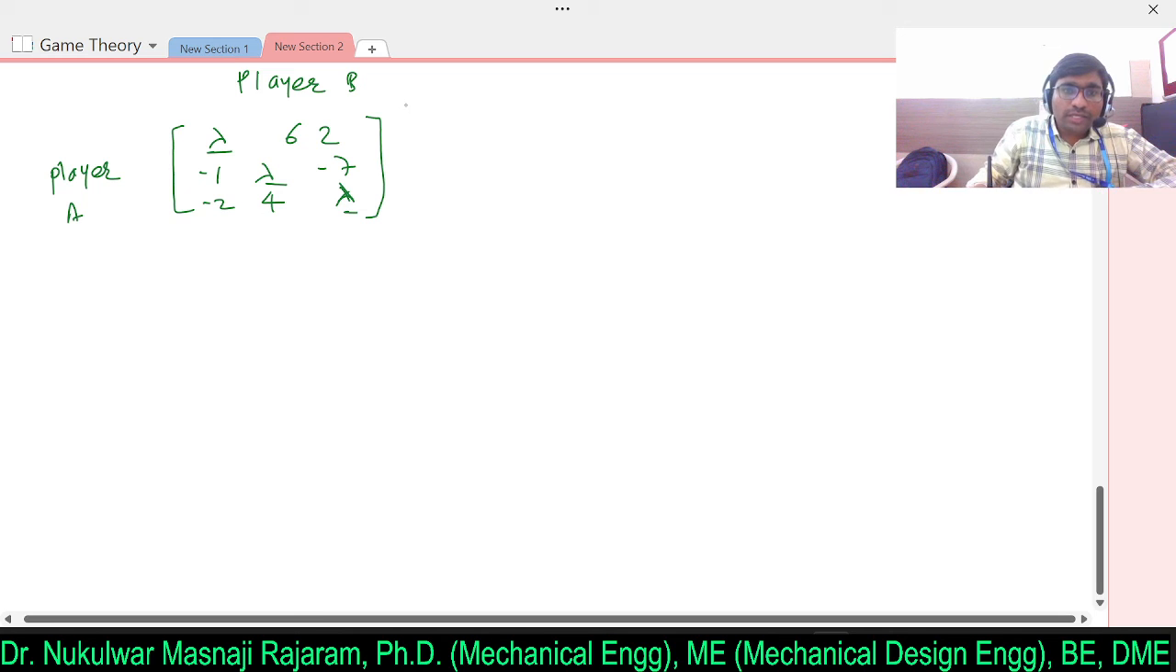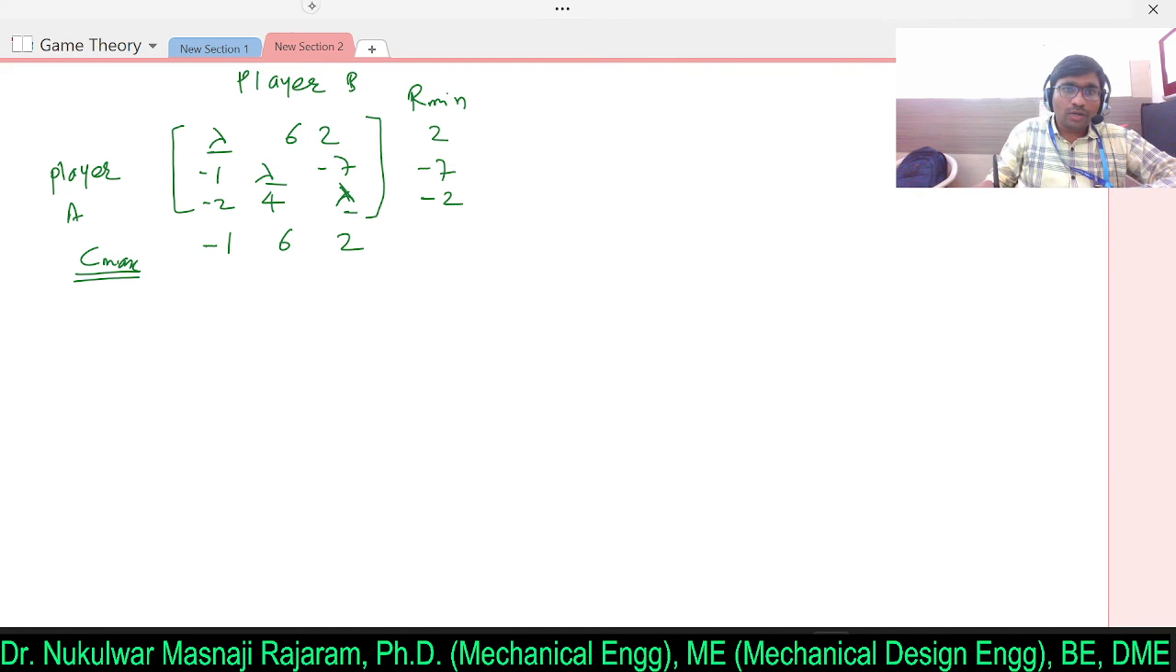Clear? So here I will consider the row minimum and column maximum. Now here if you observe, the minimum value between these two values, irrespective of this lambda, is 2. Here minus 7, minus 2. So if you consider the columns, then we must find out the maximum column value. So here I can write the maximum values are lambda, 6 and 2. Clear?